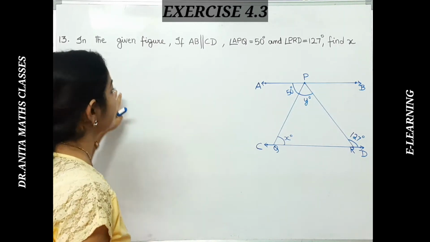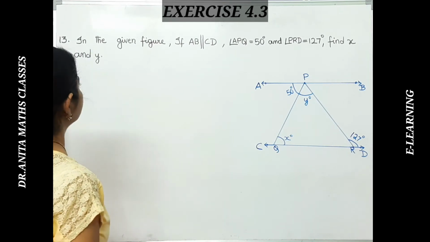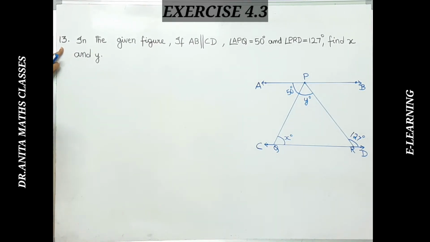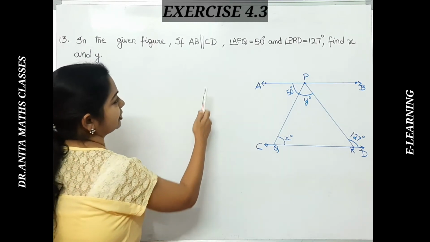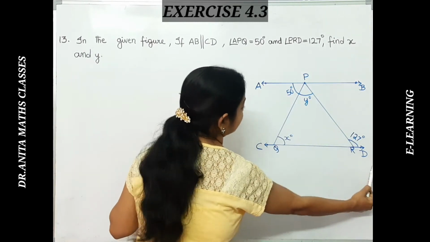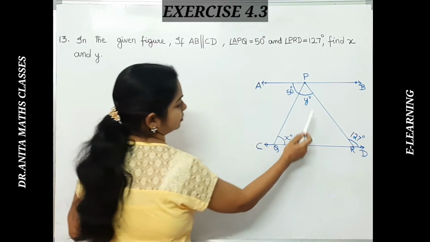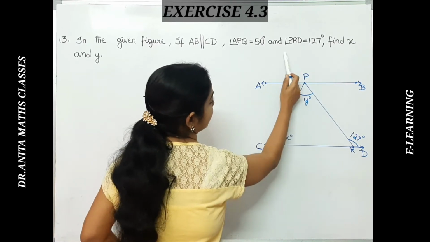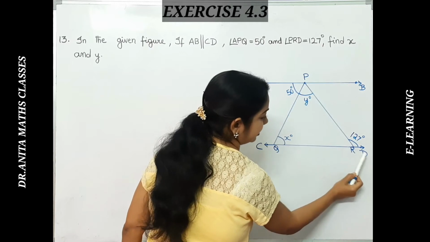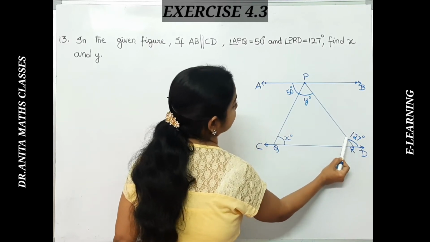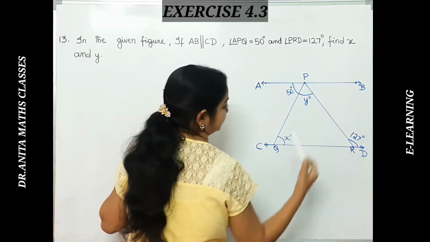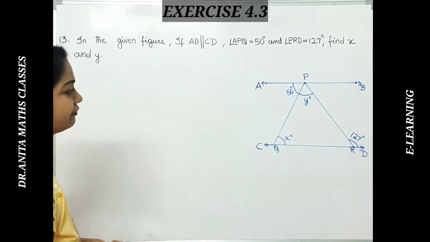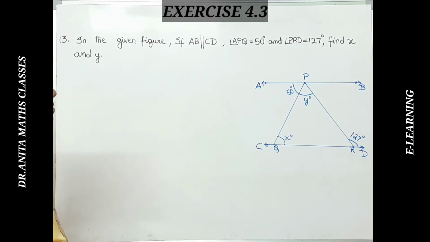In the Lines and Angles chapter of class 9th, in exercise 4.3, the 13th problem I had noted down is the continuation part. In the given figure, see the figure I have drawn. If AB is parallel to CD, and angle APQ is 50 degrees and angle PRD is 127 degrees, find X and Y, where X is here and Y is here. Seeing the diagram, we have to find the values of X and Y.